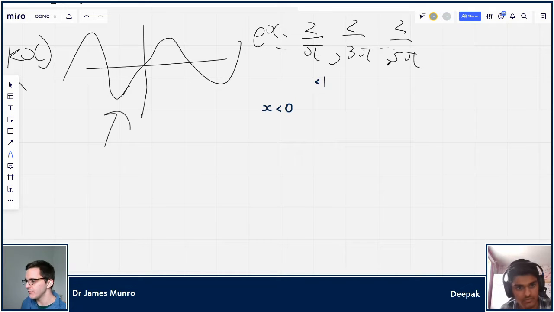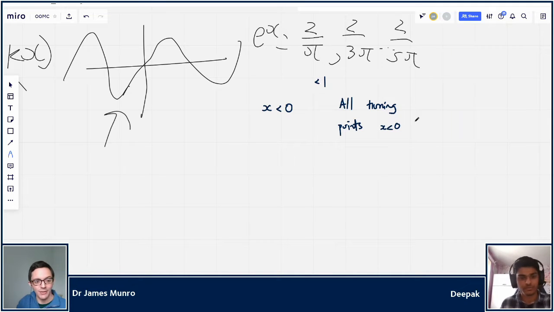So I think what you've shown is that all the turning points are on the left, for x less than 0. So maybe we should have... You saw the value before. At 0, it was sine of 1 or something. And then after that, no more turning points. So it's just going to be nice afterwards.